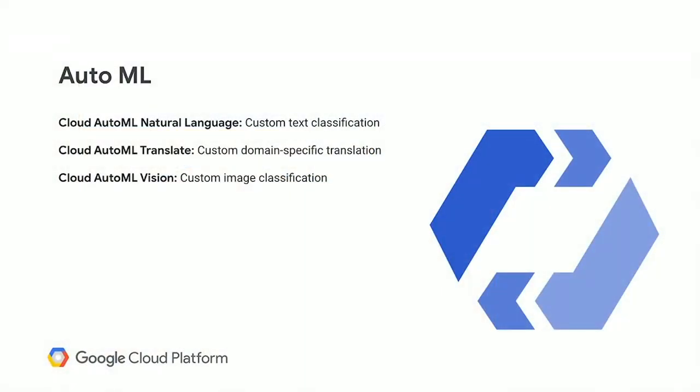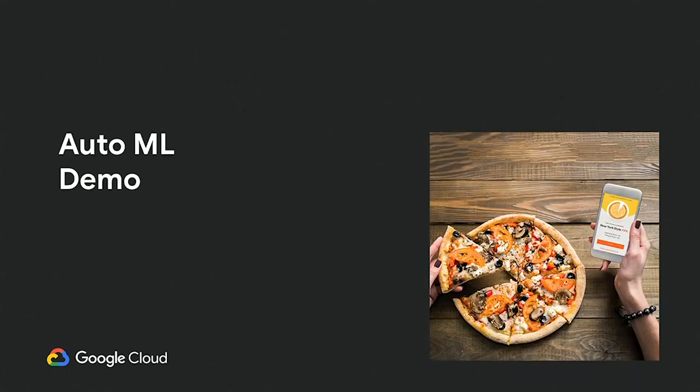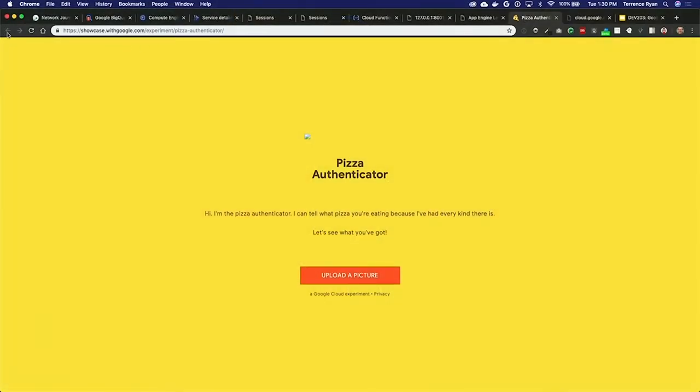So we also have this thing called AutoML, which takes some of our APIs and allows you to train your own models, but within narrow constraints. And so I'm actually going to show one, and it is a demo near and dear to my heart called Pizza Authenticator. So we're going to switch over to the laptop. We're going to refresh, and I'm going to explain.